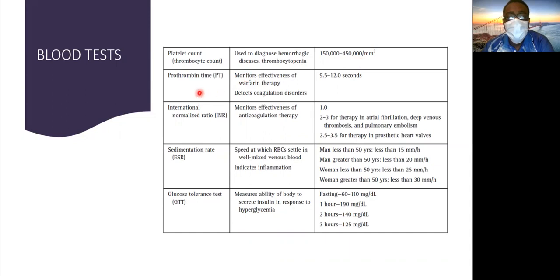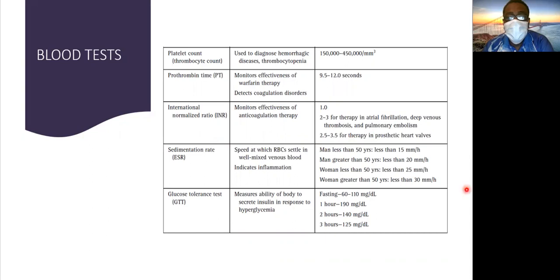If we look at prothrombin time, which monitors the effectiveness of warfarin therapy, it could also be used to detect coagulation disorders. And we know that our normal value should be between 9.5 to 12.0 seconds.